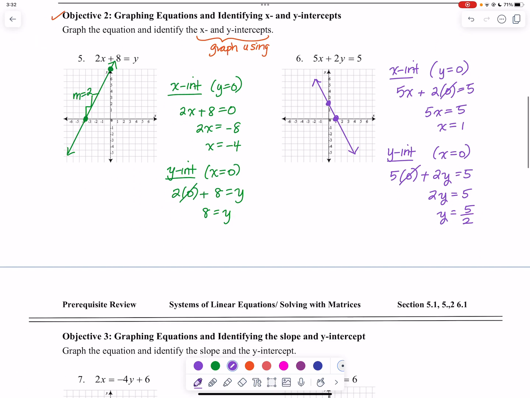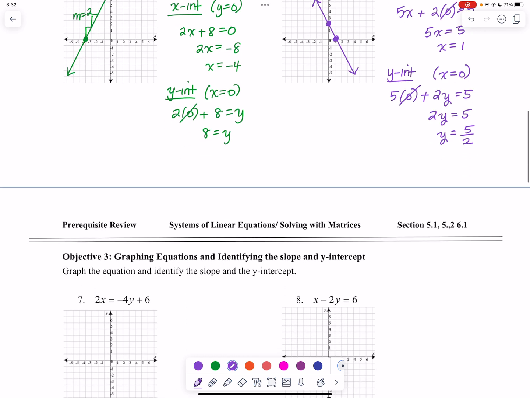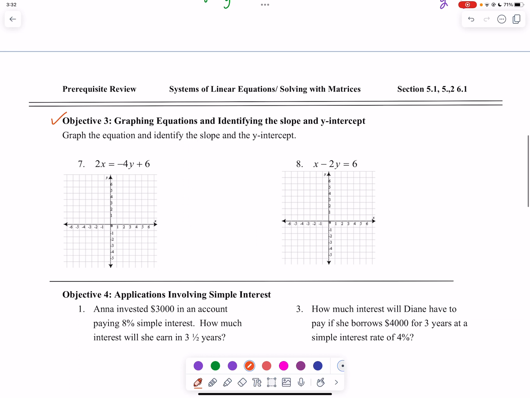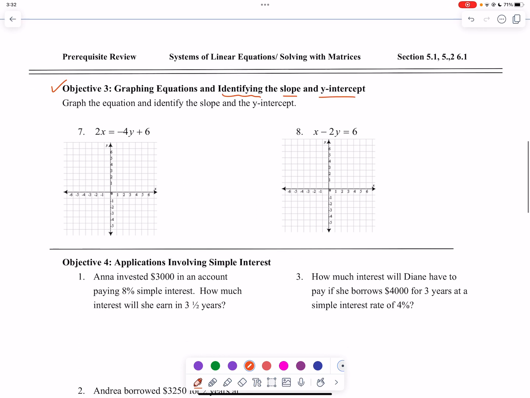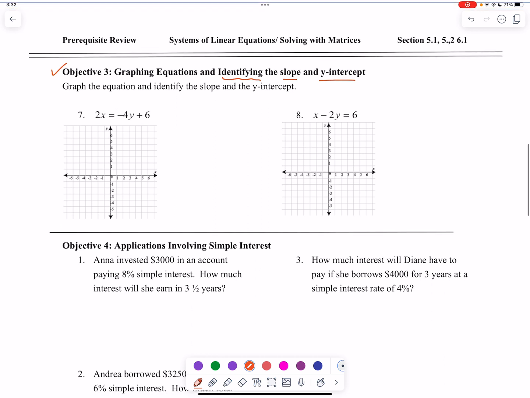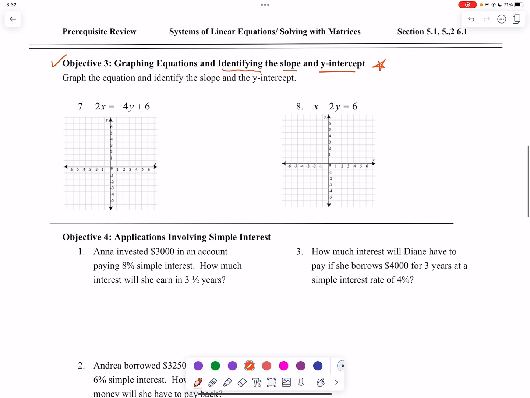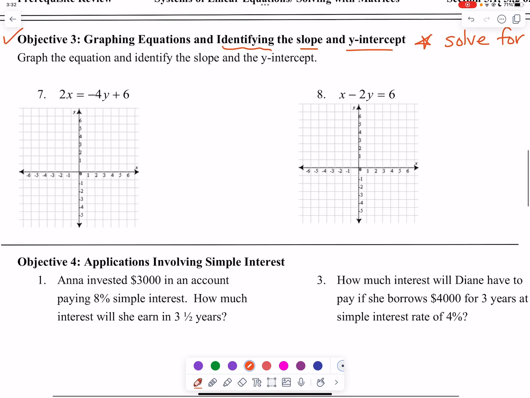Okay, so we are on to objective 3, which is graphing equations and identifying the slope and the y-intercept. So if we want to find the slope and the y-intercept, we are going to solve for y in each one of these equations.